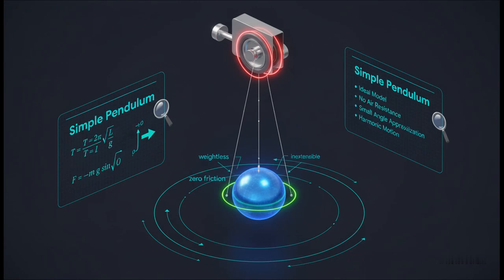The bob at the end, we pretend it's just a point with mass, no size. The string, we imagine it has zero weight and doesn't stretch at all. And the point it hangs from, totally frictionless. Now, of course, no pendulum in the real world is actually like this, but this perfect model lets us zero in on the essential physics of what makes it swing.